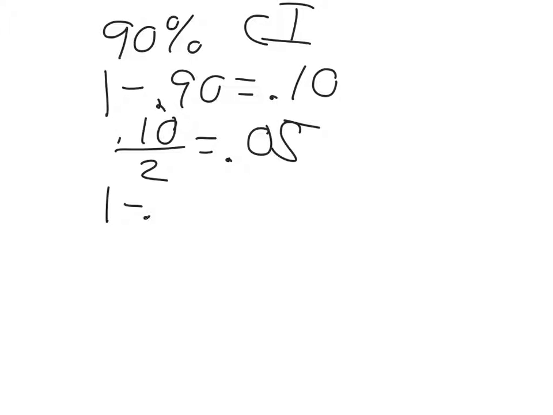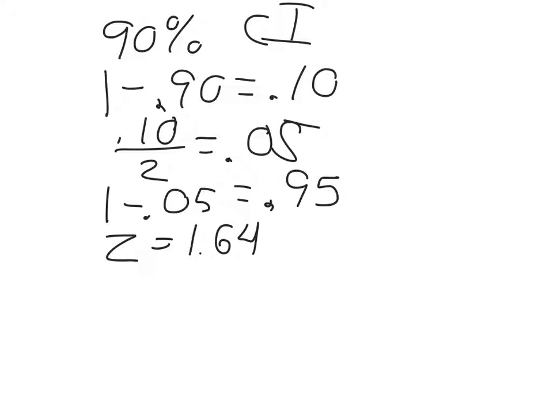Then I take 1 minus 0.05, and that gives me 0.95. And the closest hit, this is one of those funny ones, it's at a halfway point, but we're going to use 1.64, or if you prefer, if you want to interpolate, you can use 1.645.